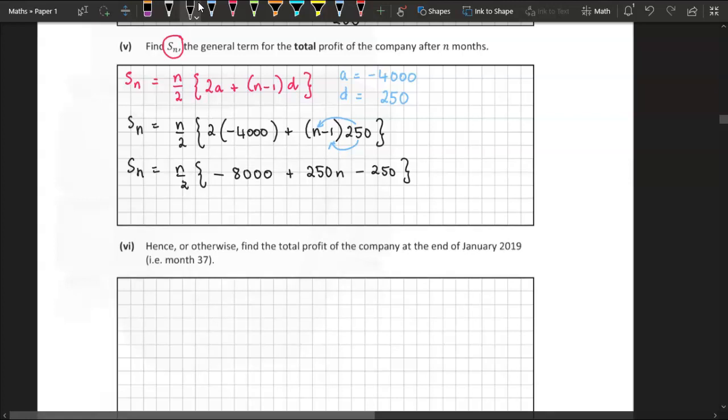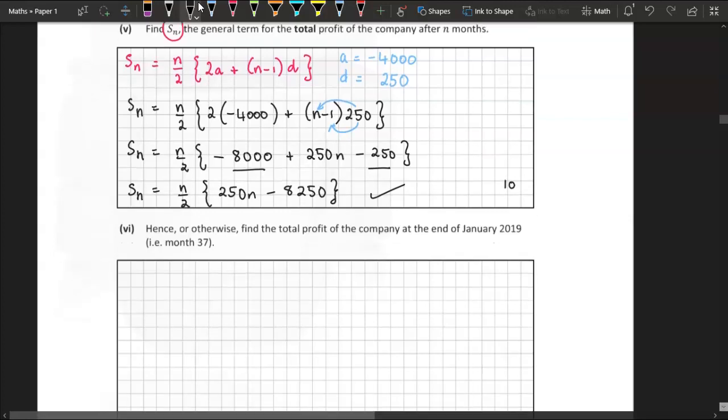And then you've just got to tidy it up as best you can. So now what we've got is Sn is equal to n over 2 into 250n, and then minus 8,000 and minus 250 is going to give us minus 8,250. And that's sufficient. You don't need to go down any further. In some instances you may have to multiply the n in here to get 250n squared and so on and so forth, but this is perfectly sufficient for what you need at the moment. That question, by the way, is worth about 10 marks. Most of these are ranging between 5 and 10 marks.